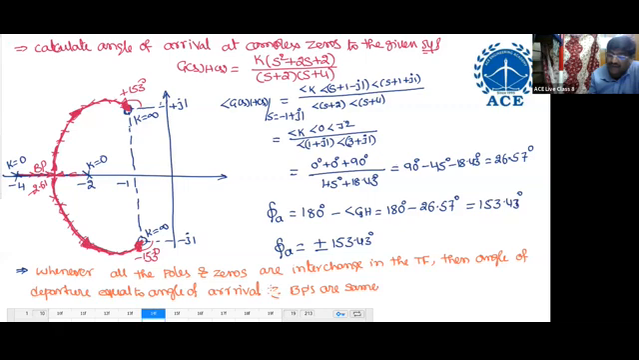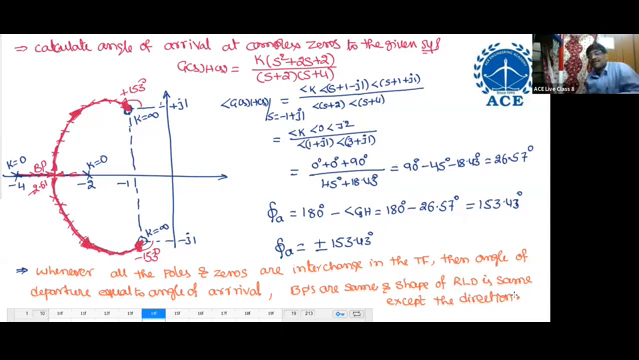Angle of departure equals angle of arrival, the breakpoints are the same, and the shape of the diagram is also the same. The shape of the RLD is the same except the direction. Only the direction is different, everything else remains the same. So remember, whenever we interchange poles and zeros, poles I consider as zeros, zeros I consider as poles.